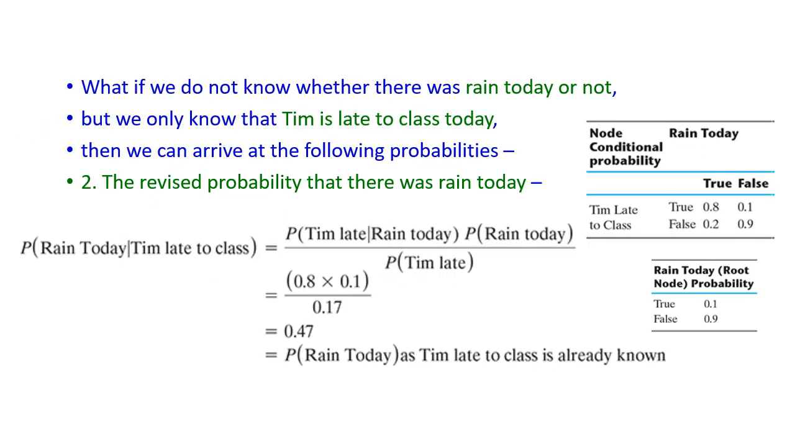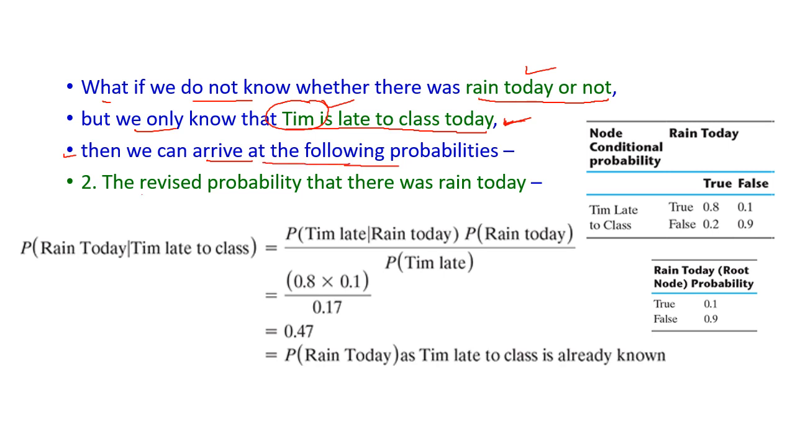Let us see another scenario. What if we do not know whether there was rain today or not? We know Tim is late to the class today. We know only Tim is late to the class, but we do not know whether there is rain today or not. So we can arrive at the following probability.